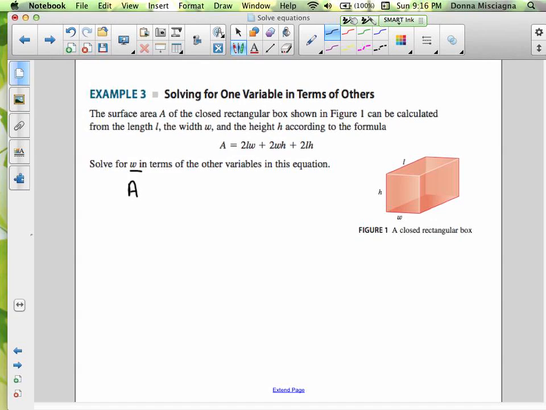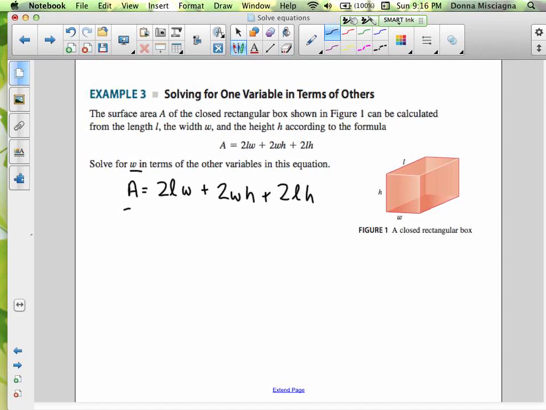So area equals 2 times length times width plus 2 times width times height plus 2 times length times height. All right, so we're going to solve for W. If it doesn't have a W, we want to move it to the other side. So we have a 2 times length times height, and that does not have a W with it. So let's move it over. It's no part of W. So area A minus, right, we're going to subtract, actually, you know what, I'll write that.